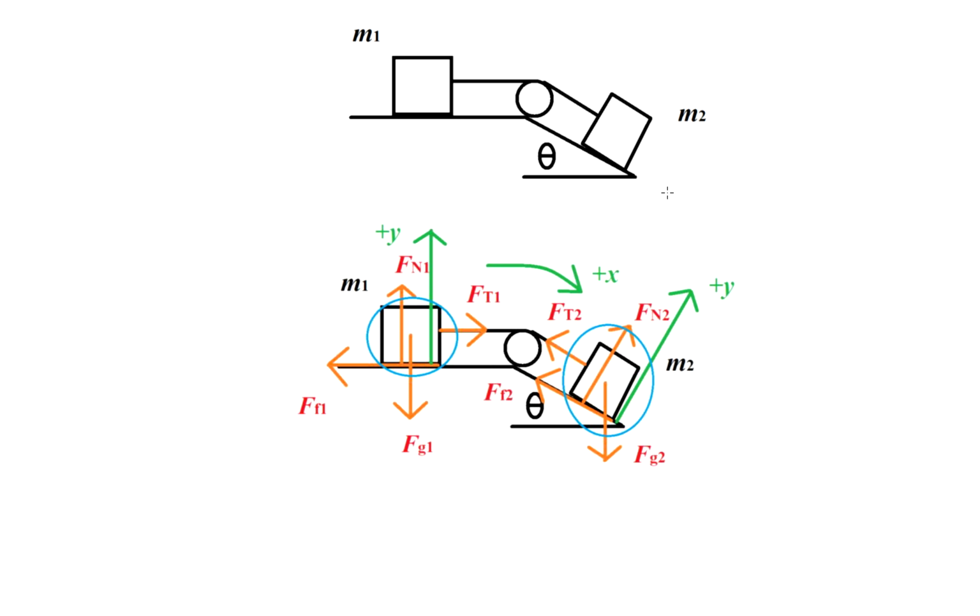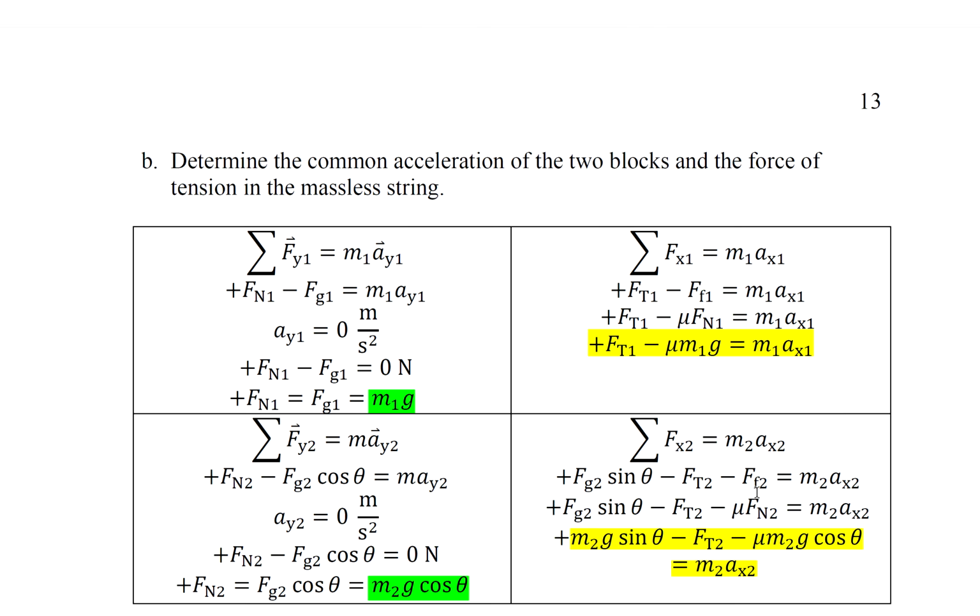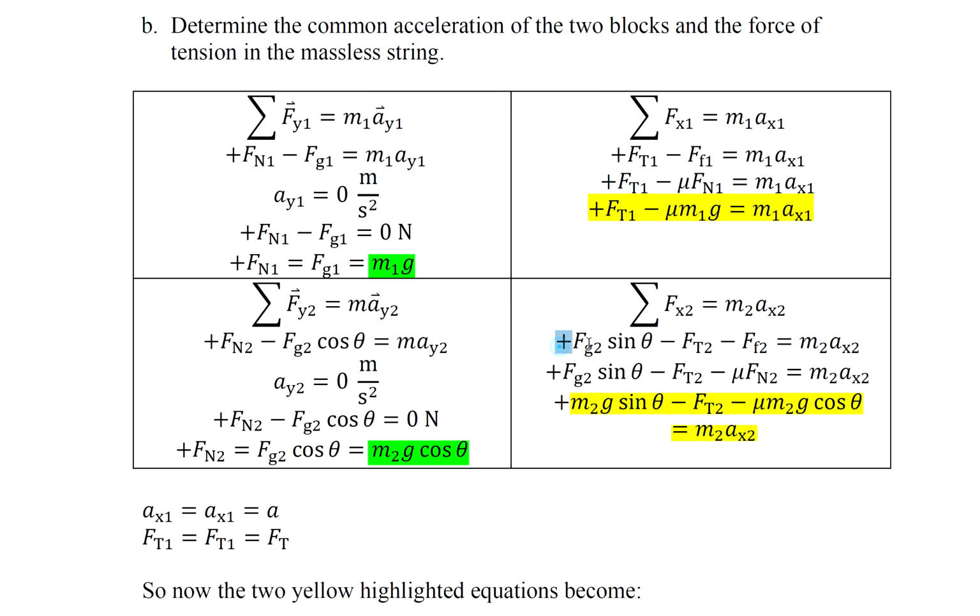Take a look at mass 2. What's on the x-axis? We have plus force of gravity sine of theta minus force of tension. That's here. Plus force of gravity sine of theta minus force of tension minus force of friction.